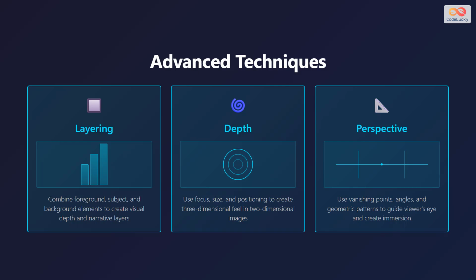Perspective plays with lines and angles to create visual interest and draw eyes into the scene. By combining these techniques, you create images that feel professional and intentional. Experiment with these approaches in different situations. Start simple, practice consistently, and gradually incorporate these techniques into your natural shooting style.